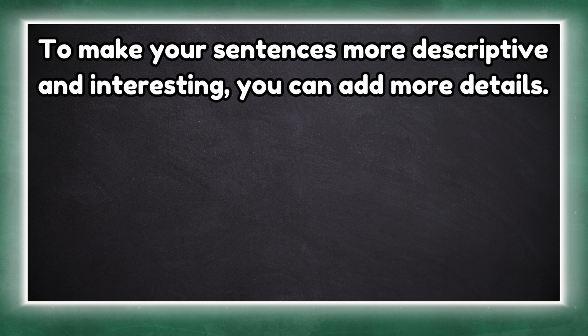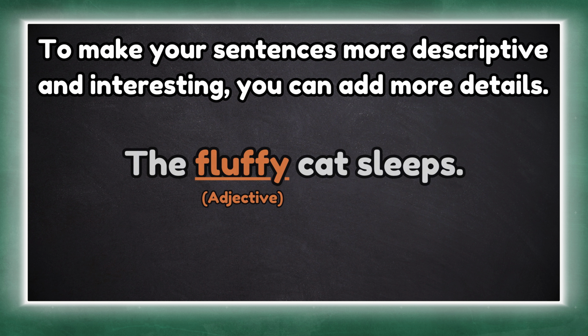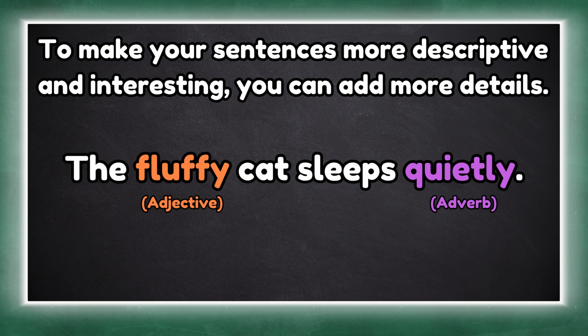To make your sentences more descriptive and interesting, you can add more details. Use adjectives to describe nouns, like the fluffy cat sleeps, and adverbs to describe verbs, like the cat sleeps quietly. These details make your sentence more vivid for the reader.